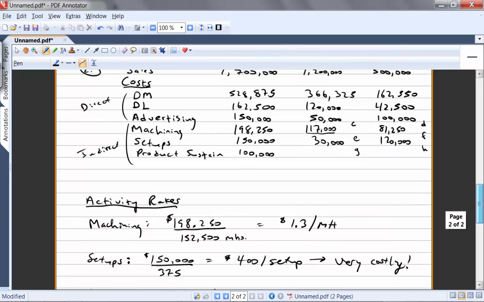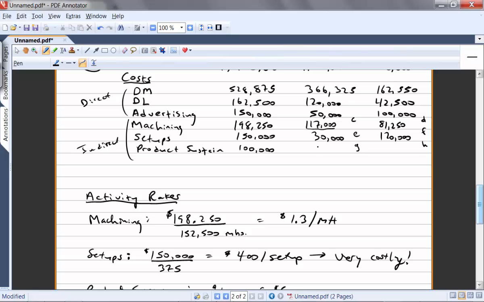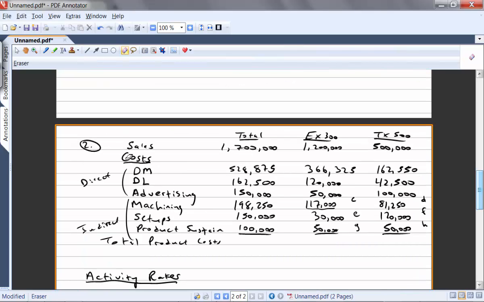So let's see, and then little g would be 50,000, and then here's 50,000. Right? So now we can have our total product costs. I should probably just label this product cost instead of costs, because there are some other costs that aren't sitting here.